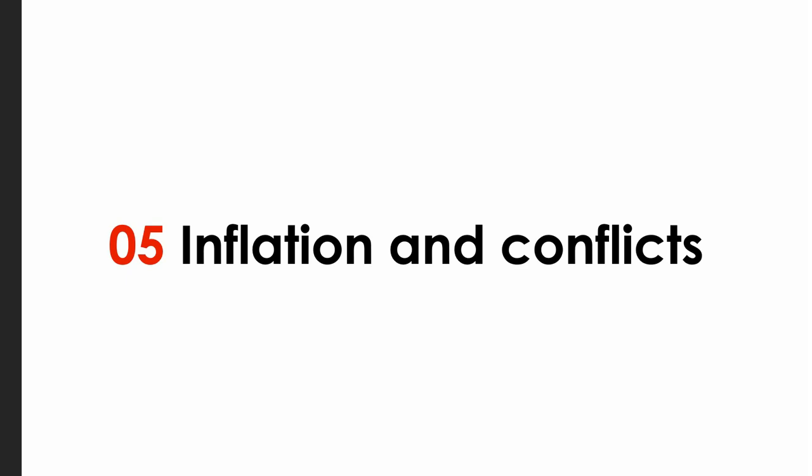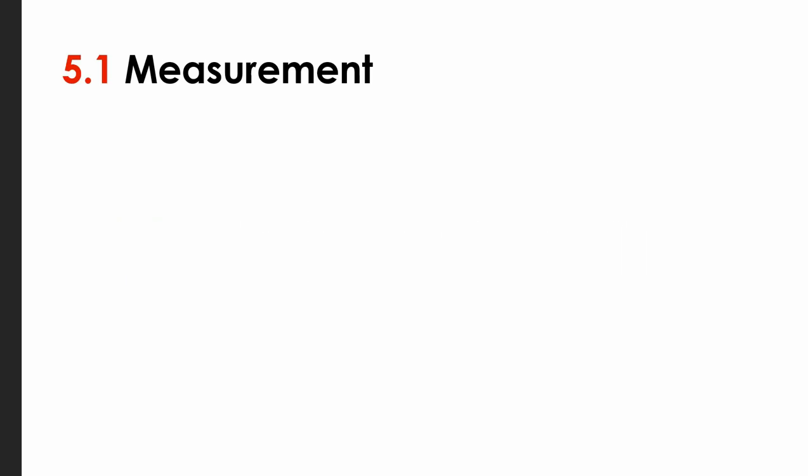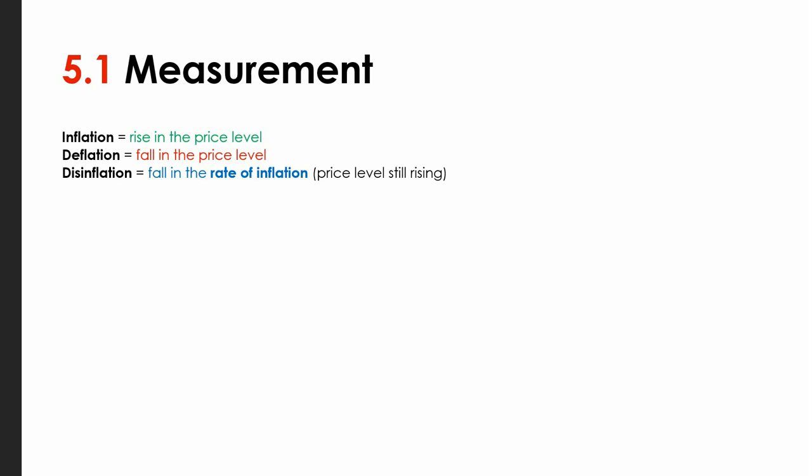Welcome to this topic revision video for inflation and the conflicts between objectives, which is the fifth topic in the A-level macroeconomics course. Inflation is a rise in the general level of prices in an economy, the price level being the kind of average price of goods and services. Deflation is a fall in that price level, while disinflation is a fall in the rate of inflation. So the price level is still rising, but at a slower rate.